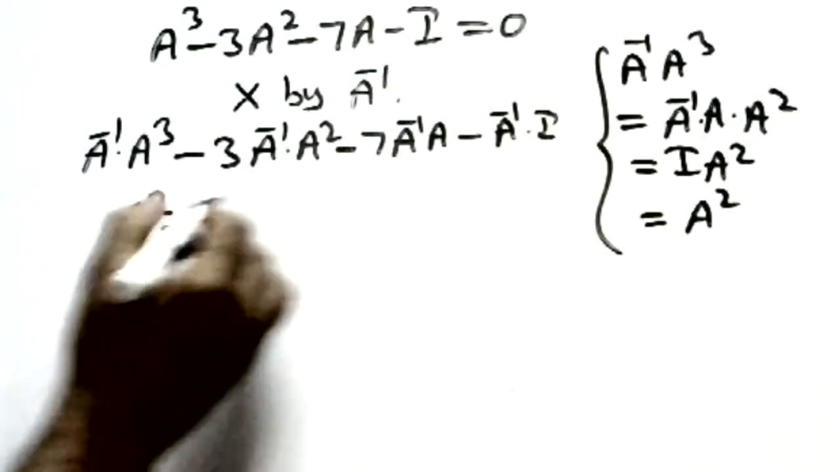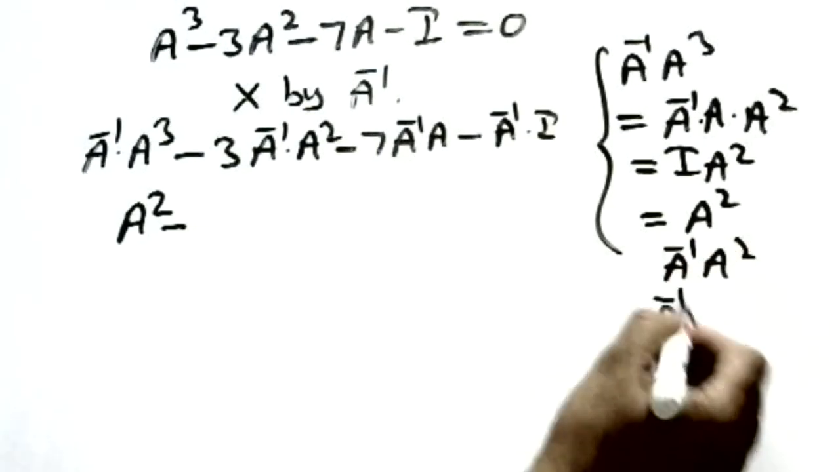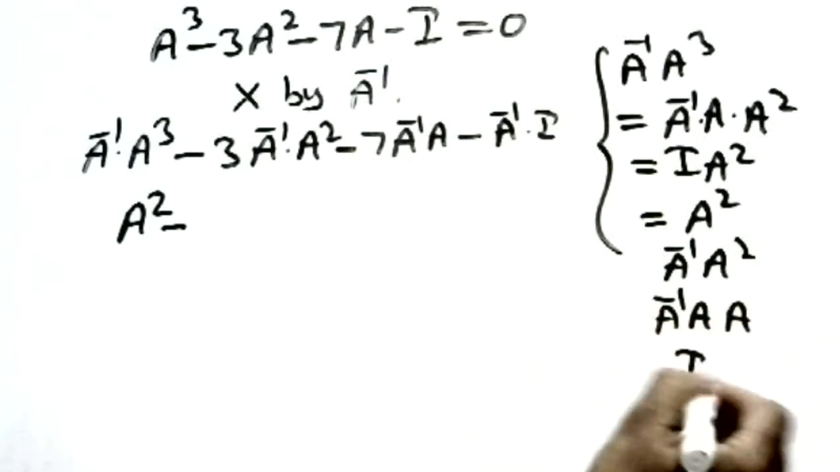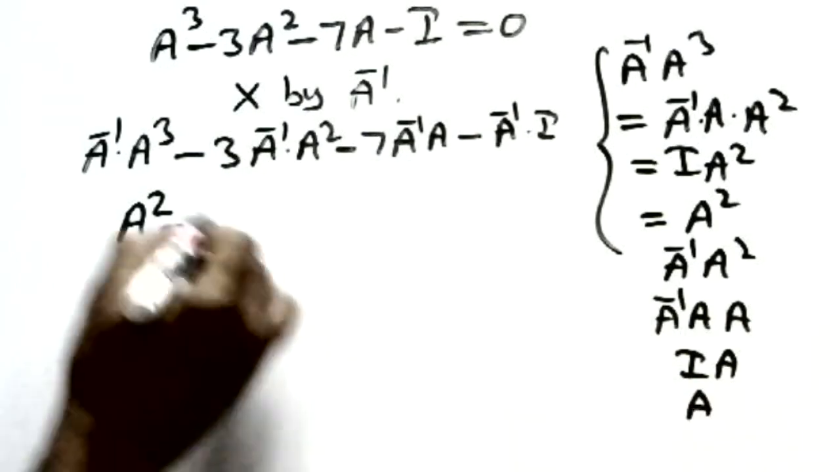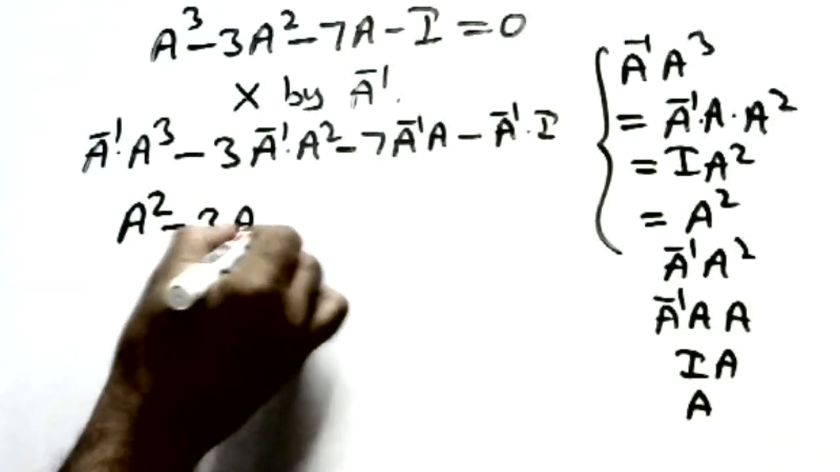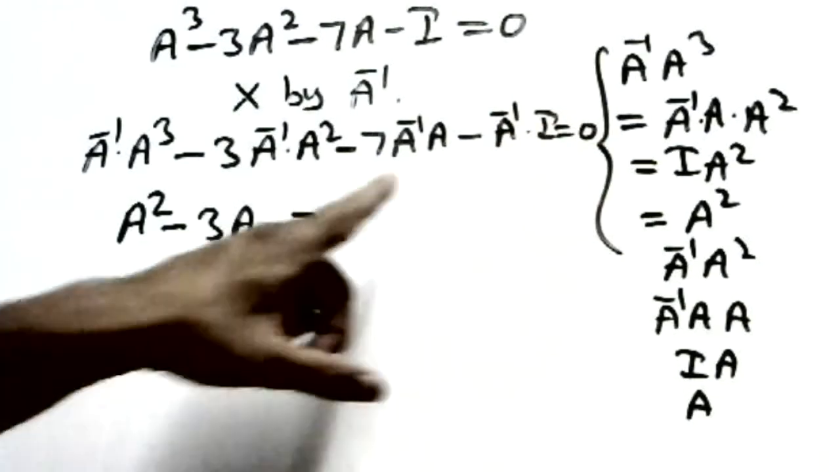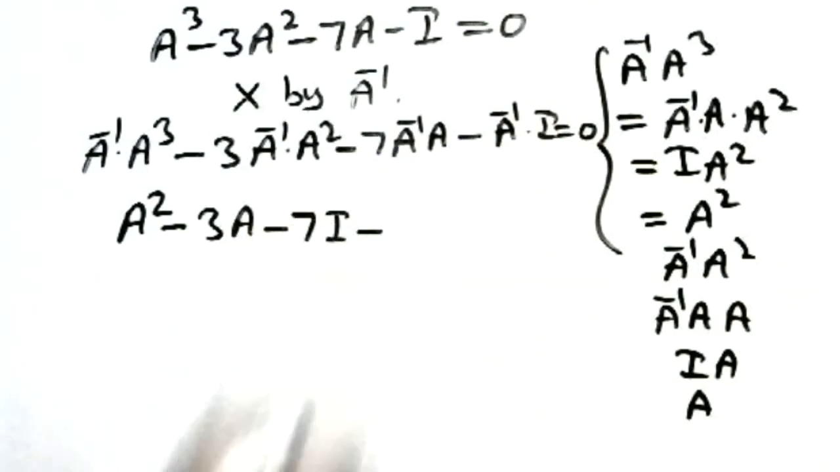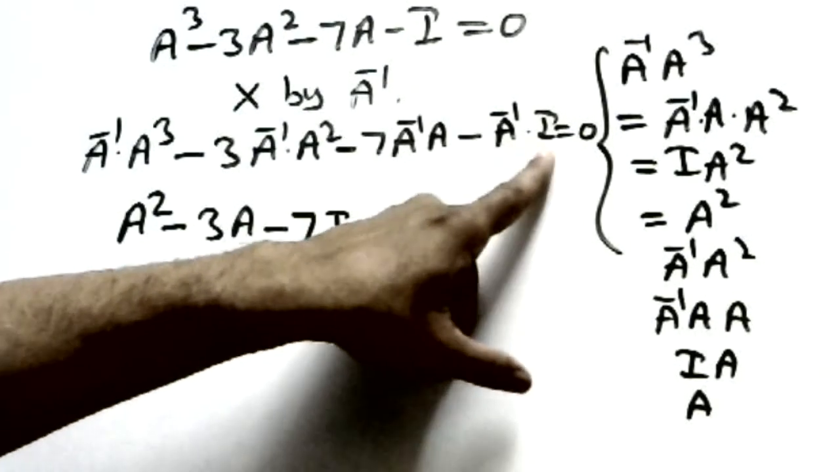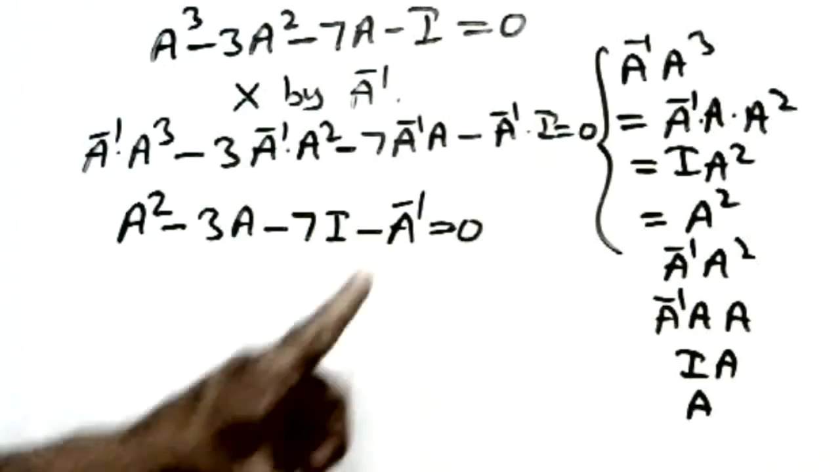So A inverse into A cube, we got A square minus, here next term, A inverse into A square. We can write A inverse A square as A into A. So A inverse into A will be I A. Now I into A will be A. So minus 3 A inverse into A square gives 3A minus 7. A into A inverse will be I, equals 0 here. A inverse into A will be I minus; whenever we multiply with I, we get the same matrix. A inverse into I is A inverse. A inverse equals 0.